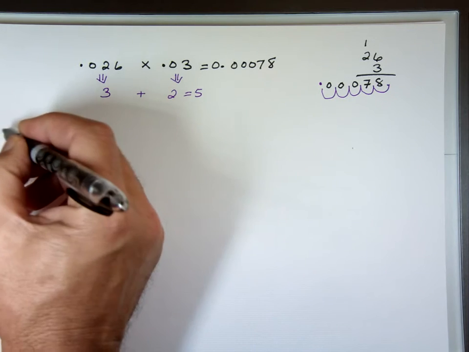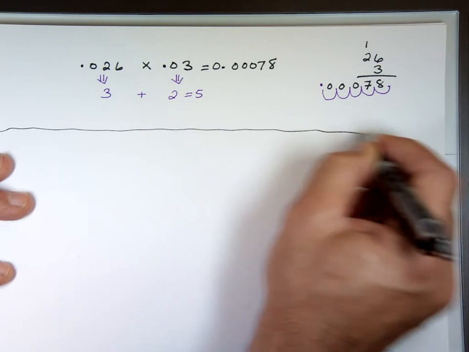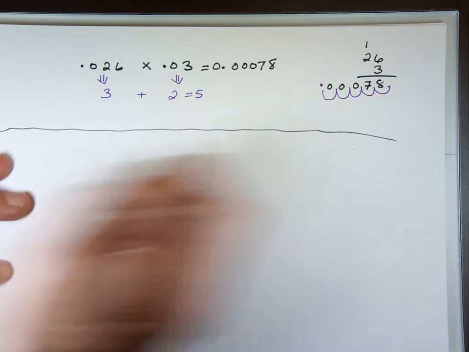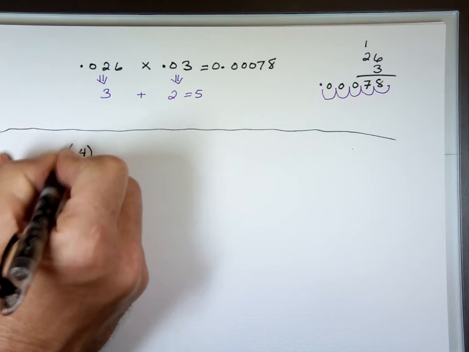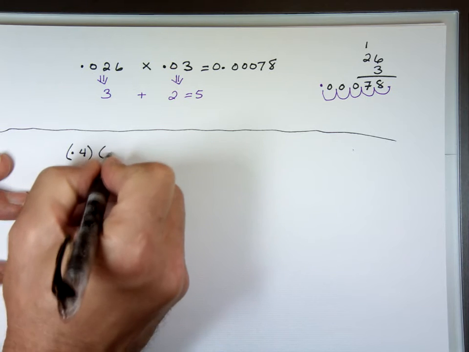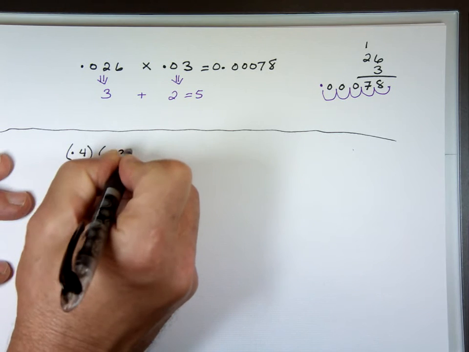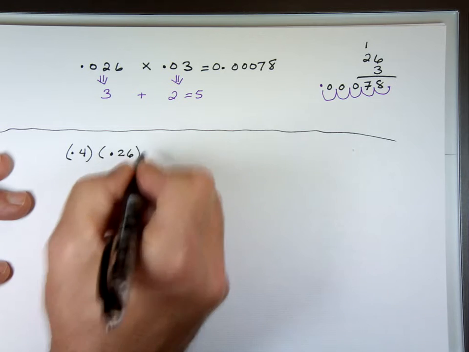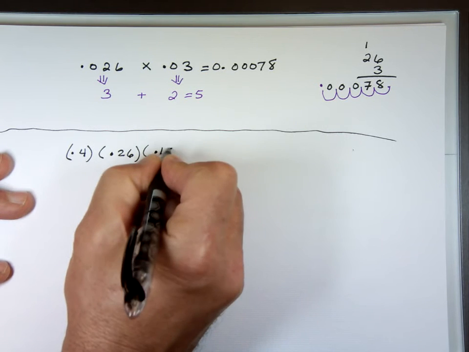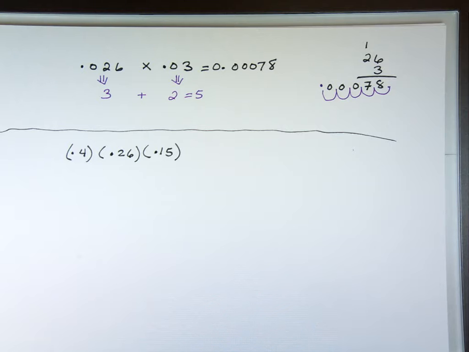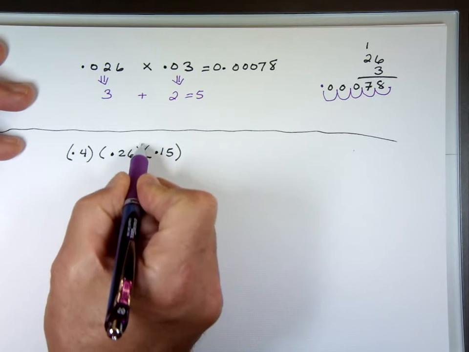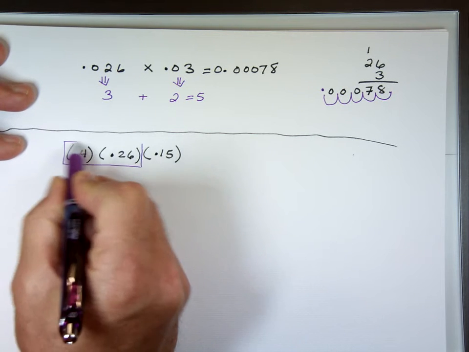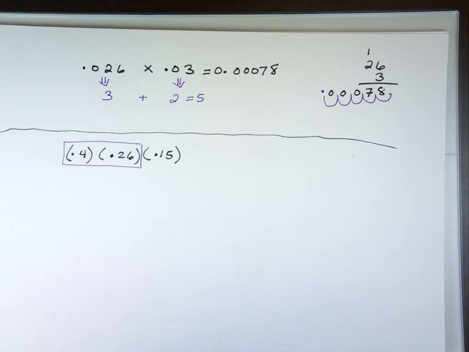Let's make the problem a little bit bigger. I have 0.4. I want to multiply that by 0.26. I don't know why 26 is in my mind today. Times 0.15. Again, no calculator. When you're multiplying three numbers, let's multiply the first two numbers, get an answer to that, then we'll multiply it by the 0.15.